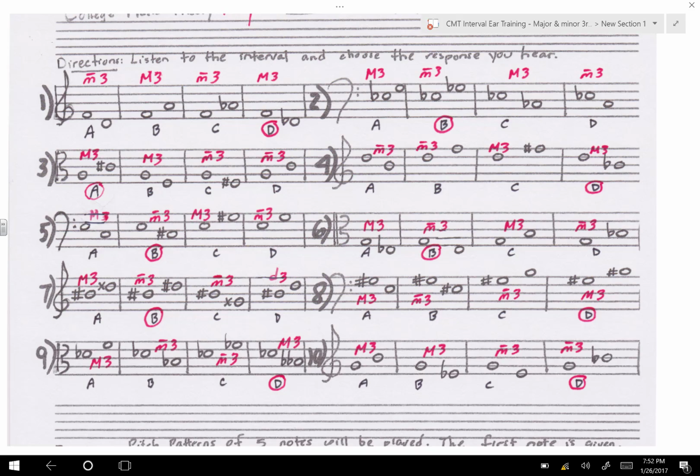Here is 9A. It appears that we have a D flat going up to an F. That's do, mi, a major third. Here is our minor third descending. We have a D flat down to a B flat, sounding like me, do, or sol, mi.